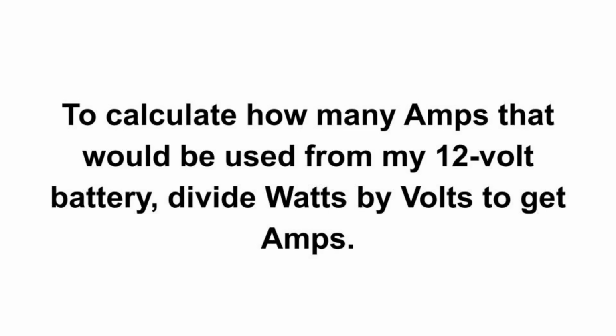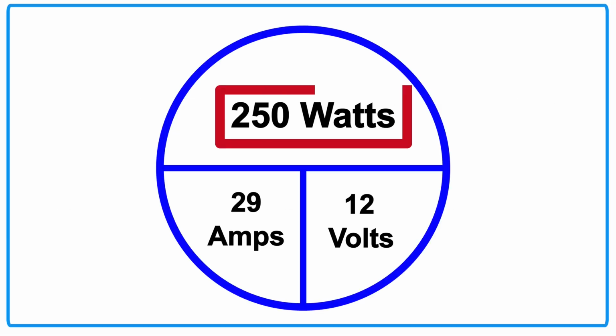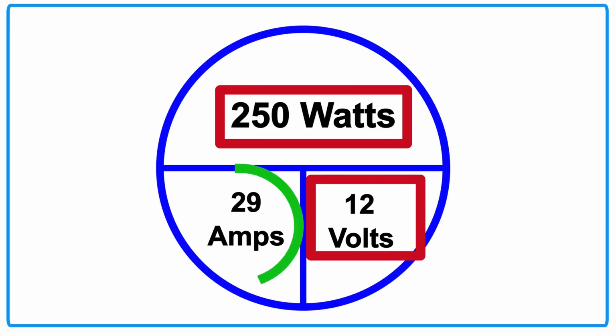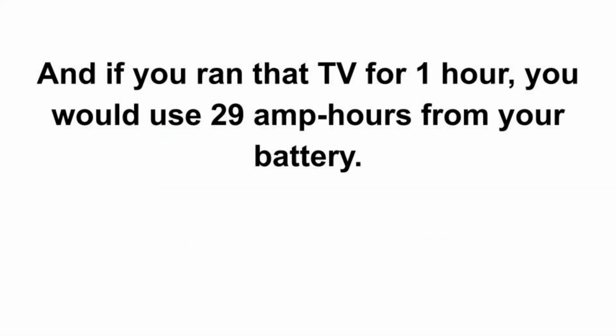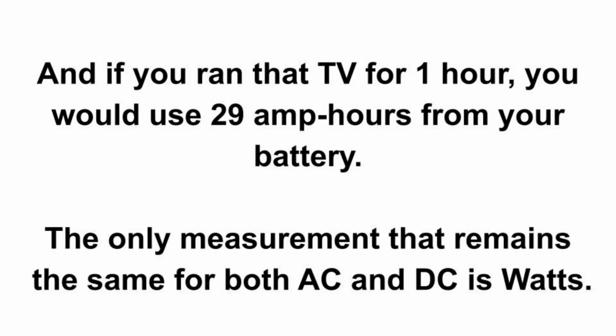To calculate how many amps that would be used from my 12-volt battery, divide watts by volts to get amps. That would be 250 watts divided by 12 volts, which would equal 29 amps at 12 volts DC. And if you ran that TV for 1 hour, you would use 29 amp hours from your battery. The only measurement that remains the same for both AC and DC is watts.